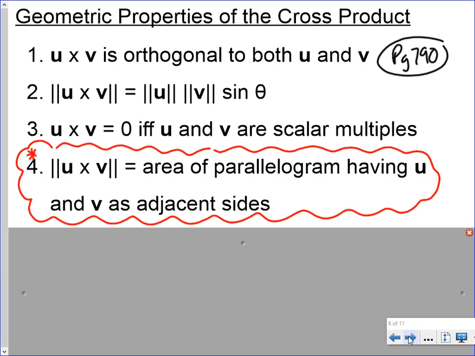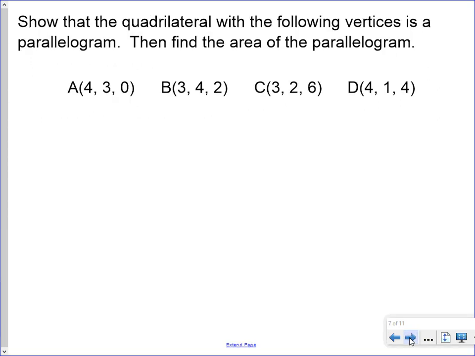Okay, so here's our example. Show that the quadrilateral with the following vertices is a parallelogram. So this can be our number one job. We have to prove that we have two pairs of opposite parallel sides. And then if we can prove that it's a parallelogram, which we are going to do, then find the area of the parallelogram. So we're doing really two different tasks here. Showing it's a parallelogram, and then once we do that, we can find the area of the parallelogram. So I'll give you a minute to write that down.